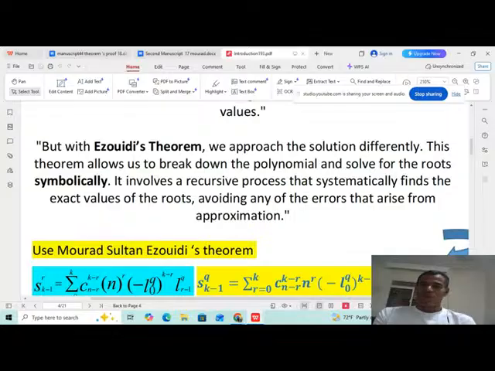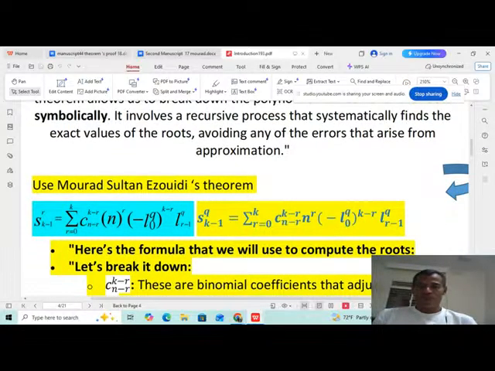Let's first of all focus on the theorem of Mr. Morat-Sultan-Ezouidi. Here, to start, we should use Morat-Sultan-Ezouidi theorem. This is the theorem of Morat-Sultan-Ezouidi that had been written as S subscript k minus 1 of the r equals the sum from 0 to k combination n minus r choose k minus r n raised to the power r between parentheses negative L0 for the Q raised to the power k minus r times L r minus 1 of the Q. So let's see the formula again and explain how it works.